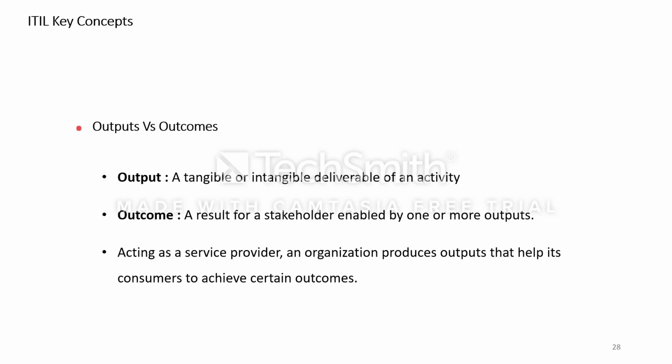Then why do we say enabled by one or more than one? If your outcome requirement is a satisfactory lunch, you would not have just rice, you would not have just chicken, you would not have just roti, you will have a combination, right? And that's where you have one or more than one outputs providing you the outcome that you were looking forward to.